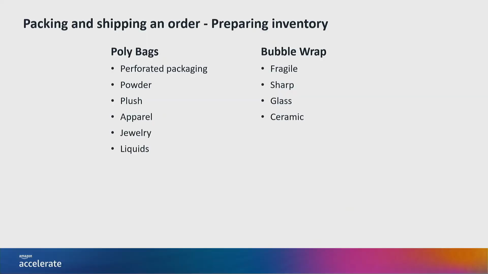Polybagging is one of the most helpful protections, especially if you have perforated packaging, powders and granular items, plush or baby products, apparel or other fabric and textiles, jewelry or small products, and of course, liquids. Just remember to put a suffocation warning on your bag. You may want to similarly choose bubble wrap if your items are fragile, sharp, or made of glass or ceramics. Of course, you will need a sturdy box over the bags or wrap.